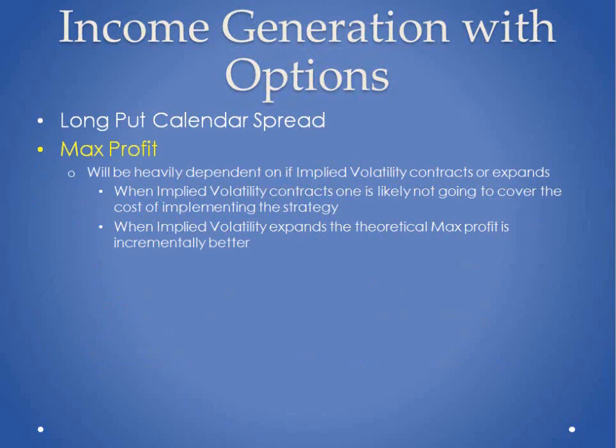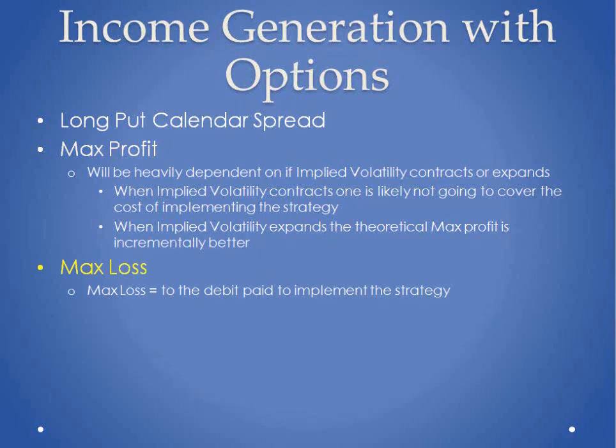So the max profit will be heavily dependent on implied volatility as it expands or contracts. As it expands, our max profit is going to go a lot higher. We do not want to see it go lower. And we would like to see Vega expand quickly upon this contract so that it can counteract what's happening to the theta in the long term. And when implied volatility expands, the theoretical max profit is incrementally better.